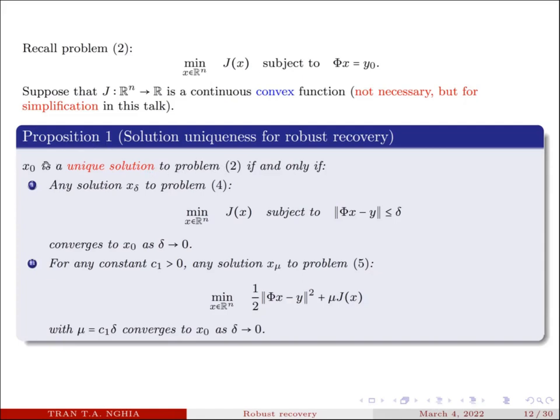The proposition says S0 is a unique solution if and only if we have robust recovery. Okay, so you cannot distinguish unique solution from robust recovery. You can see that this one really means robust recovery: any solution S delta converges to S0, and any solution S mu to problem 5 converges to S0. So you must have a unique solution in robust recovery. This proposition is pretty simple, but it's very important in that sense. You cannot distinguish unique solution from robust recovery.